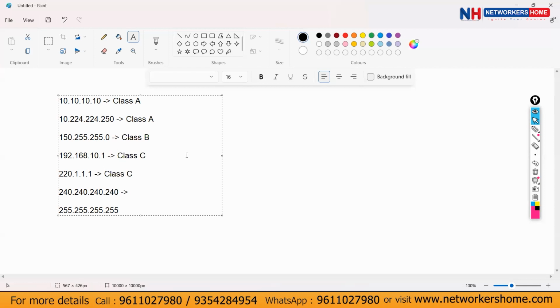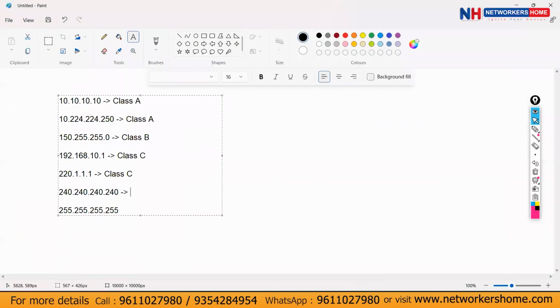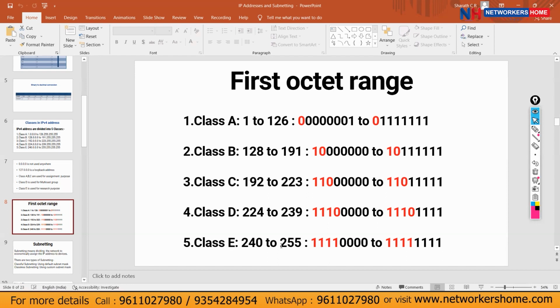This one, class D? Class E. Check the table. Class E. Okay. This one, class E. Look at the range. Class E ranges from 240 to 255.